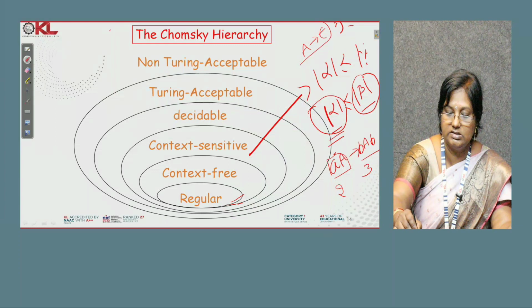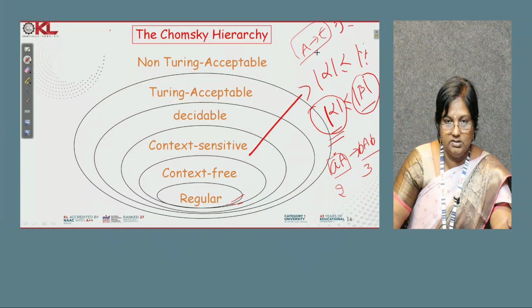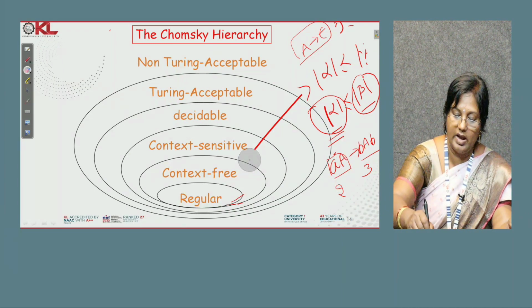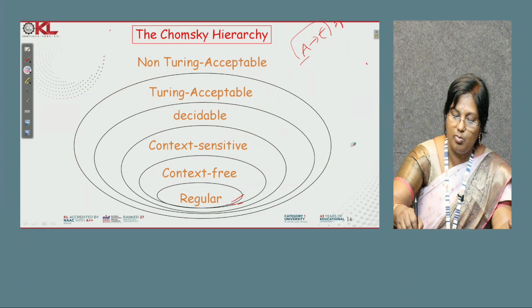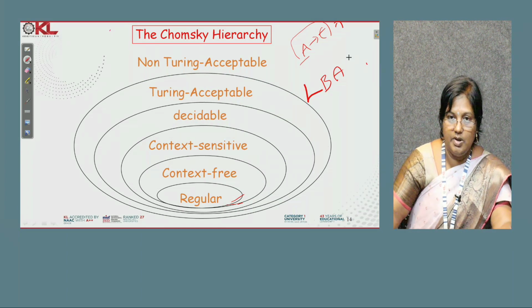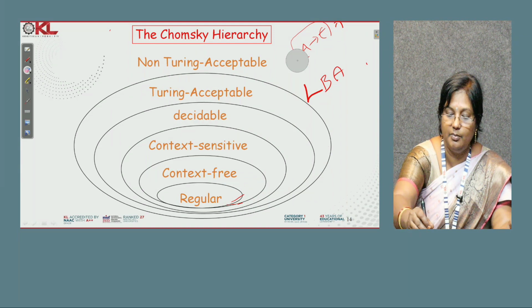So unless it is the start symbol, we are restricting such kind of productions in context sensitive grammar. So what kind of machine are we using to accept such context sensitive languages? It is the linear bound automata, LBA. So what is this linear bound automata, and how does it differ from a Turing machine?